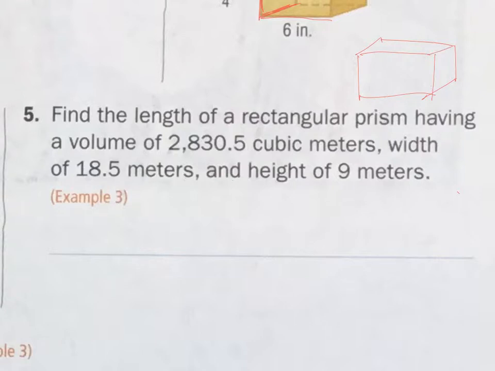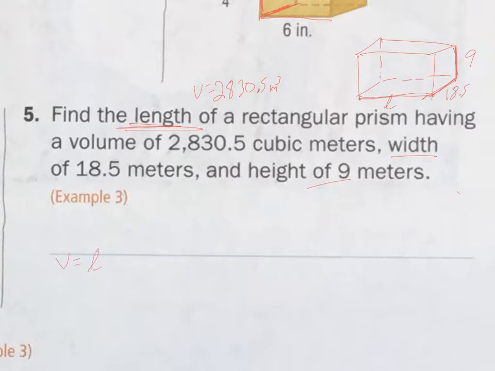All of my prisms kind of look alike. There we go. Okay. Now, I do know the volume. So the volume equals 2,830.5 meters cubed. Okay. Now, the width right here is 18.5, and the height right here is 9. Now, if I just could find the length, I'd be all set. That's what I'm missing. Okay, so I need to find the length.